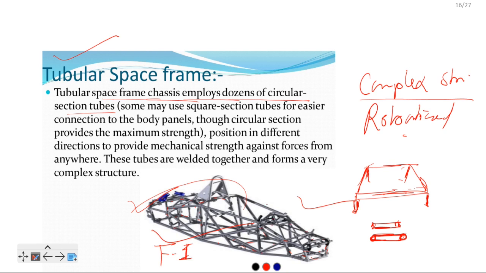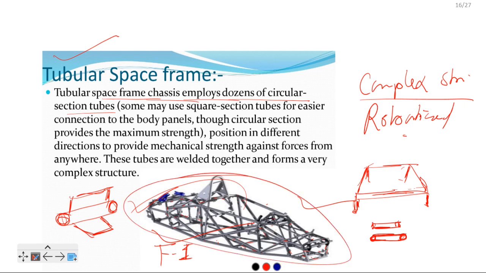And also the fixing of components on the pipe, drilling of the pipe, is very difficult. Drilling and mounting of components on the pipe is very difficult. So this one is complex, but the strength is very high. Why? Because we are providing a truss kind of structure. Which one? Truss. I hope you understand that a truss means the mechanical component for the purpose of distribution of load.